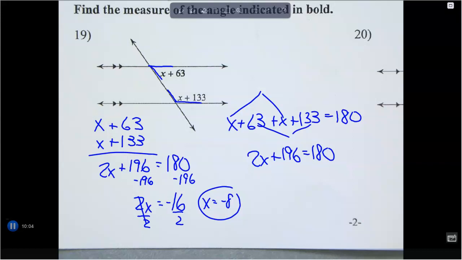So they want to know the measure of this angle. How big is that actual angle? Well, that angle is whatever x plus 33 is. And what's x? Negative 8. So now we have to take that negative 8 and put it in place of x to get the actual angle, and then check to see if it makes sense.